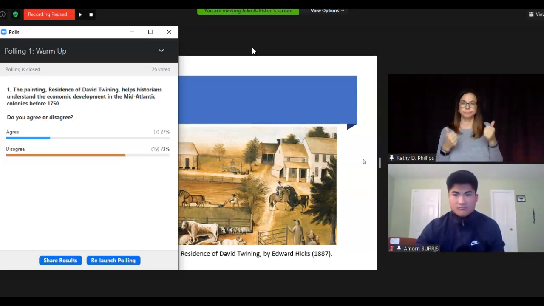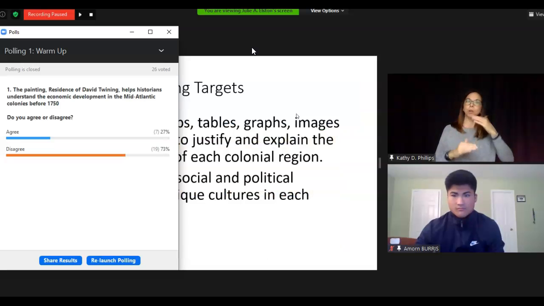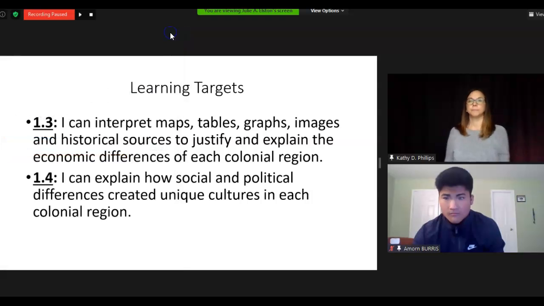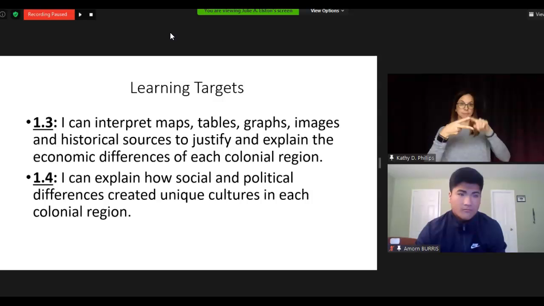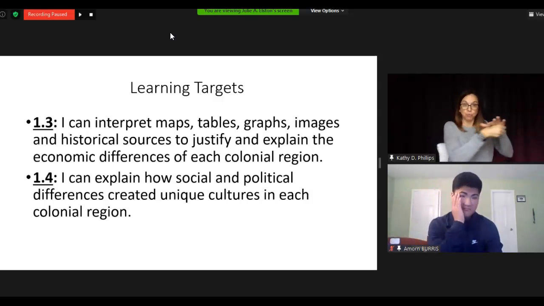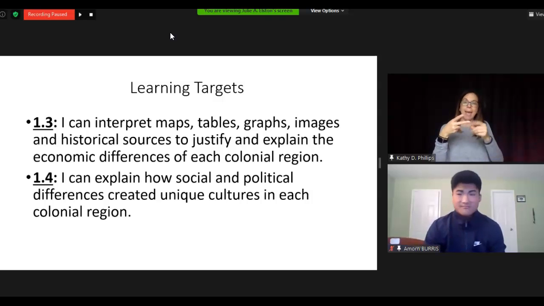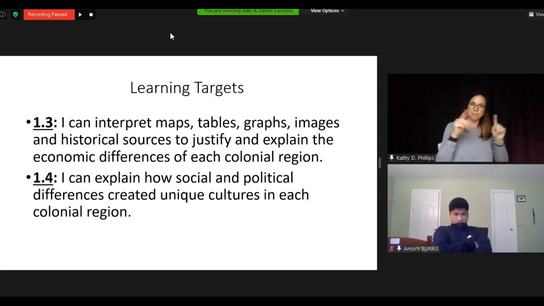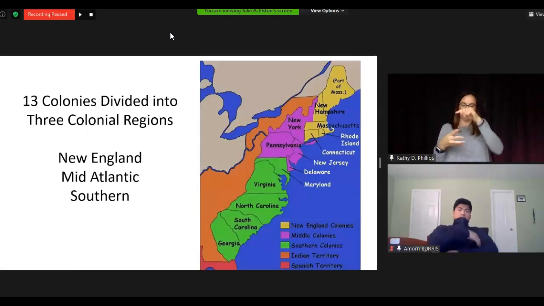Okay, our numbers are definitely better than they were last week, so we're getting there. Today we're working on the same two learning targets as last class. We're looking at economic differences between each colonial region, and we're going to add into that today social and political differences and how they created unique cultures between the three colonial regions.